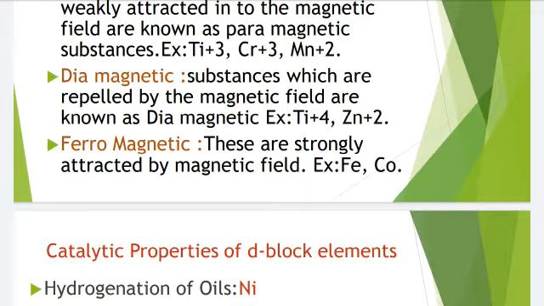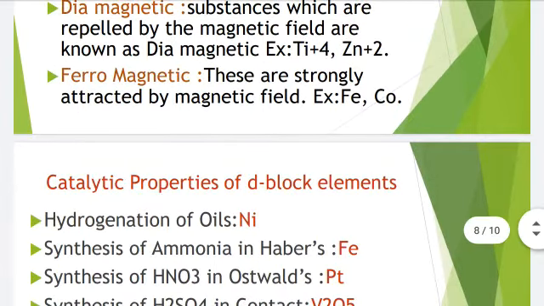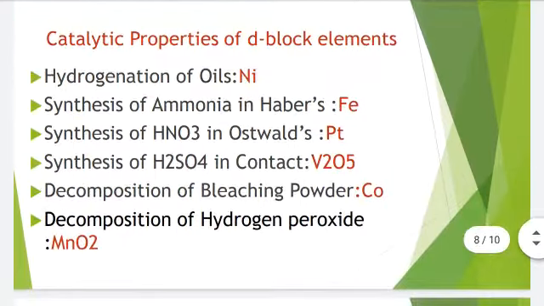Ferromagnetic property. These are strongly attracted by the magnetic field. The substance which is placed in the external magnetic field is strongly attracted by the magnetic field. Iron, cobalt are examples of ferromagnetic substances. These are the magnetic properties of d block.